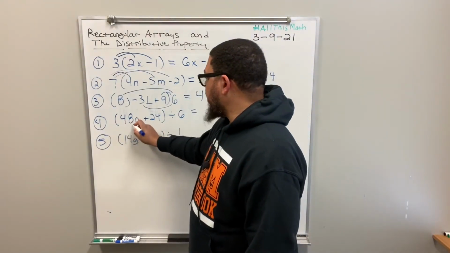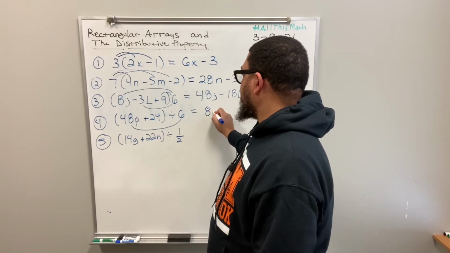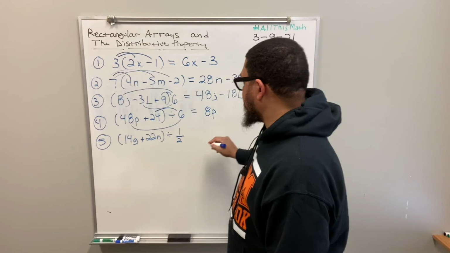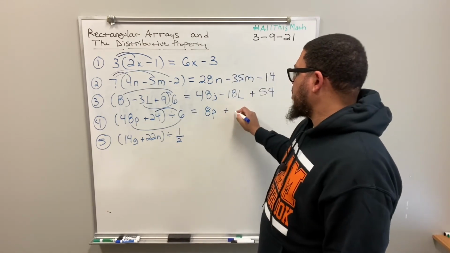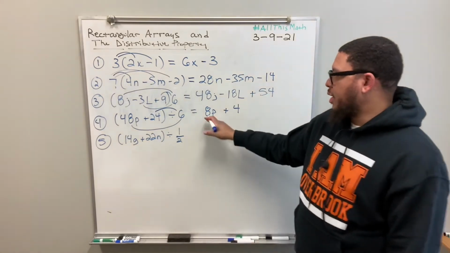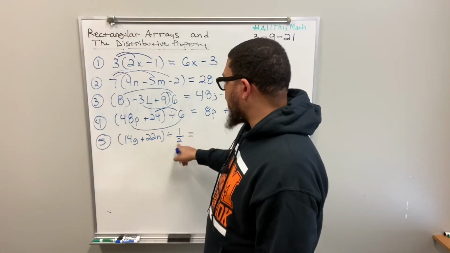So 48p divided by 6 is 8p. And then 24 divided by 6 is 4, leaving us with 8p plus 4. Now, last but not least, we're dividing by a fraction.